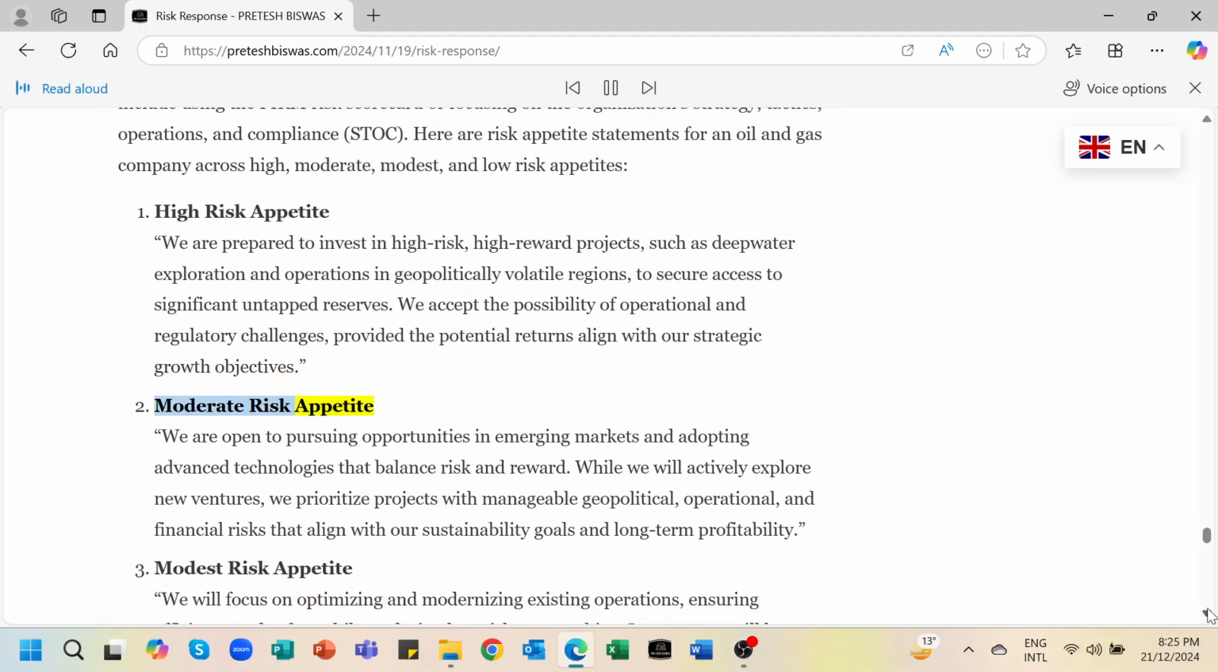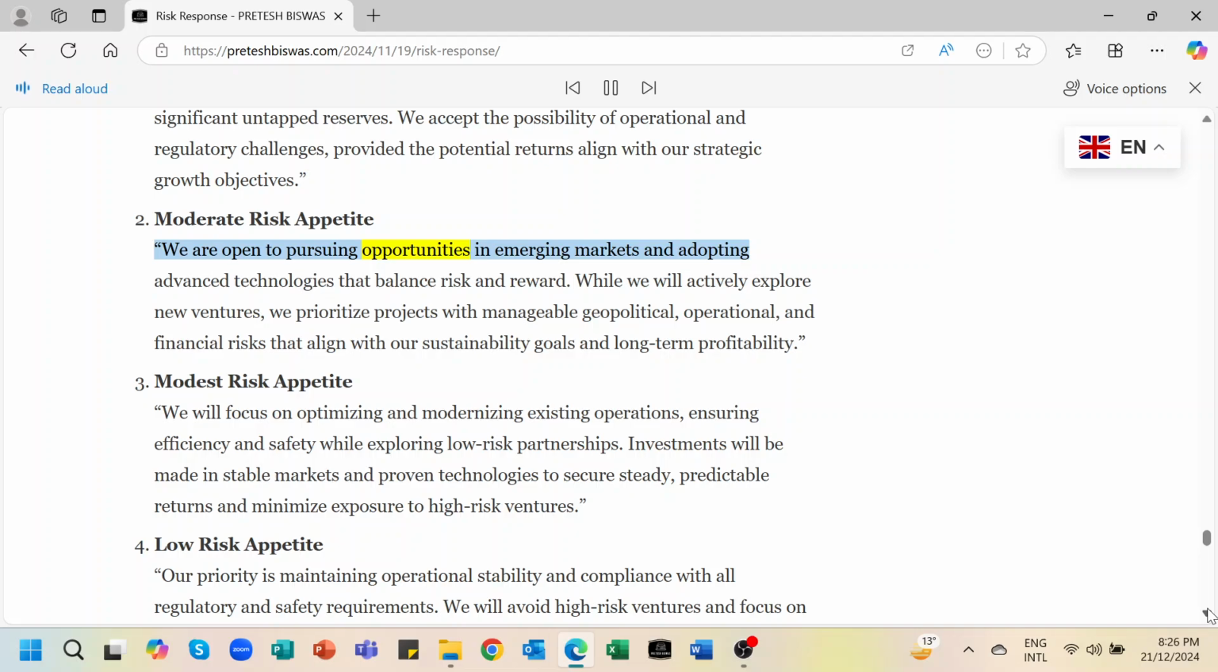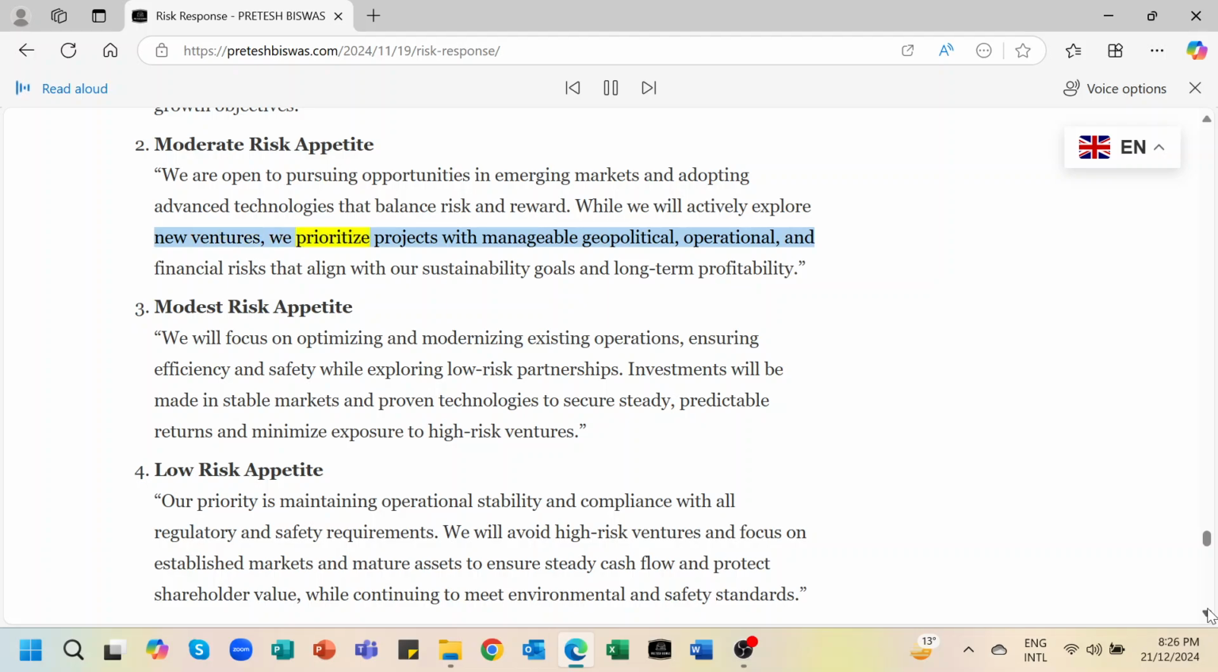Moderate risk appetite. We are open to pursuing opportunities in emerging markets and adopting advanced technologies that balance risk and reward. While we will actively explore new ventures, we prioritize projects with manageable geopolitical, operational, and financial risks that align with our sustainability goals and long-term profitability.